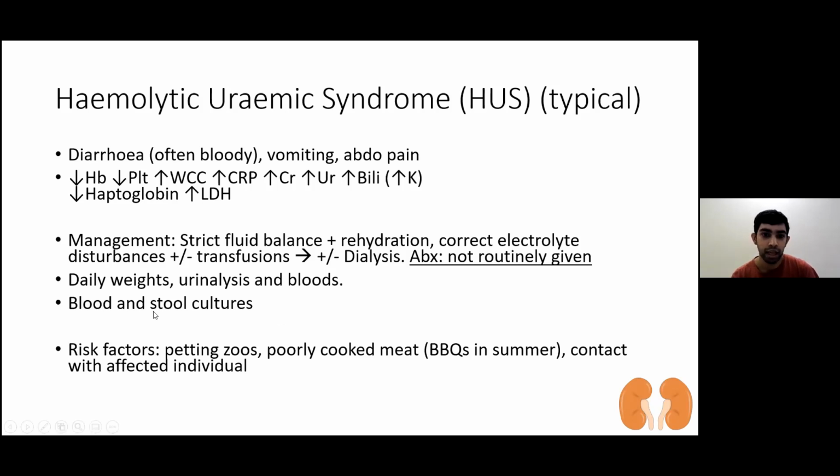Okay. And as part of your fluid monitoring, you'll want to do daily weights, daily urine analysis, and bloods daily. So these children become quite unwell, but essentially management is supportive. Okay. And key risk factors you want to ask about: if somebody comes in with bloody diarrhea, you want to ask about animal contacts, if they've had any barbecues especially, or if they've been in contact with somebody who was unwell recently. Okay. The management for HUS is heavily fluid-based and typically with transfusions. And the key thing to remember is we don't tend to give antibiotics.